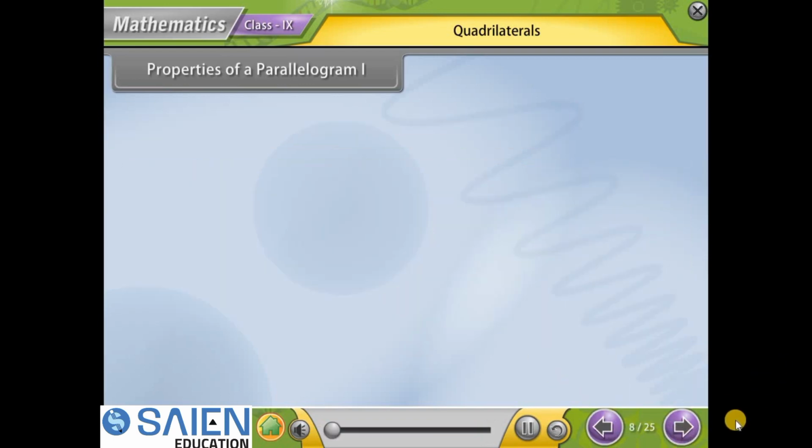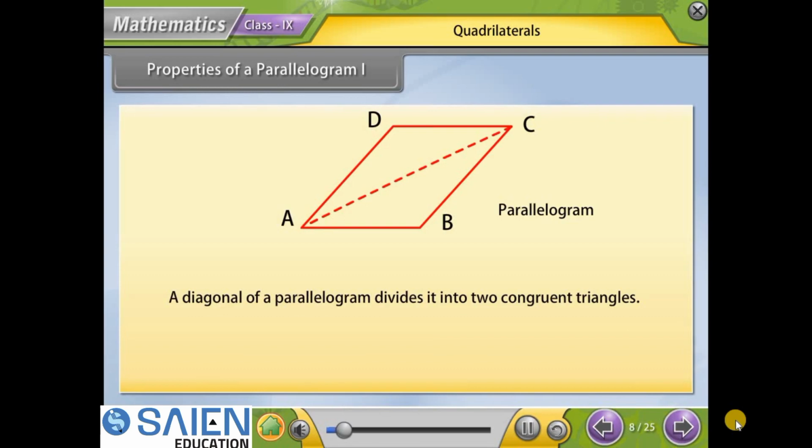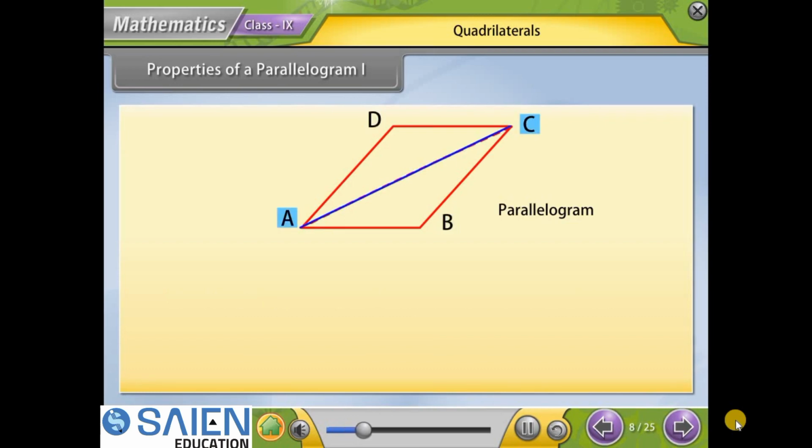Properties of a parallelogram 1. The property of a parallelogram says that a diagonal of a parallelogram divides it into two congruent triangles. Let's prove this theorem. Let ABCD be a parallelogram and AC be a diagonal.